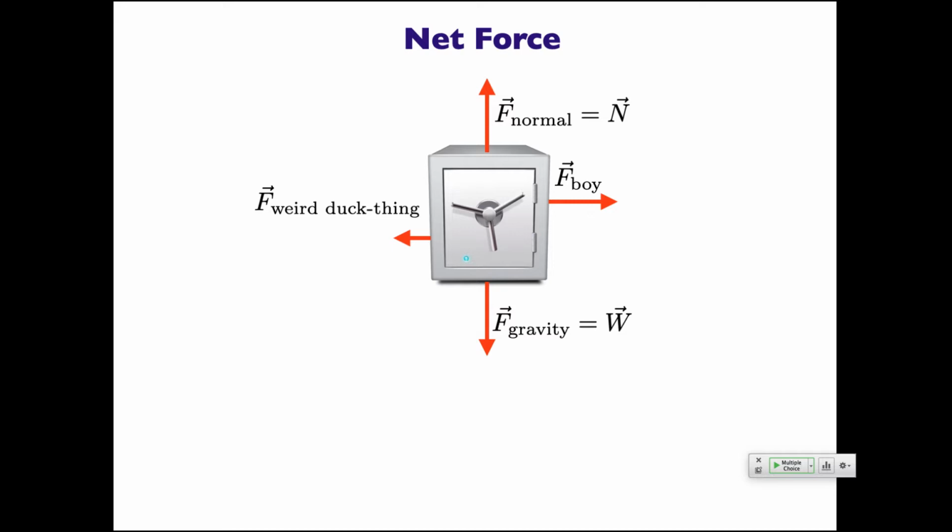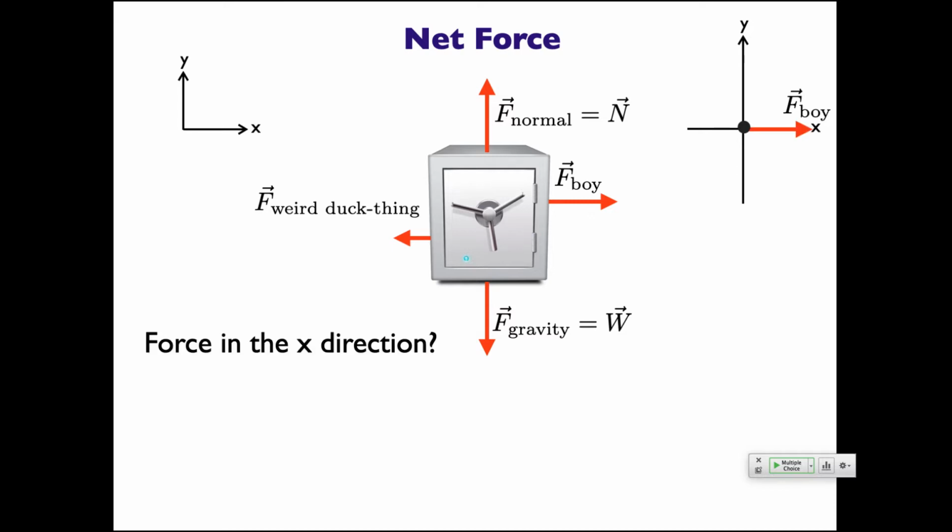So if this was your problem, you would label these things out. You would pick a coordinate system. In this case, we're picking the standard XY coordinate system that we're used to. And then if you wanted to draw a free body diagram, we now represent this whole picture as a dot, and we move these forces over to the coordinate system with the dot at the center, okay?